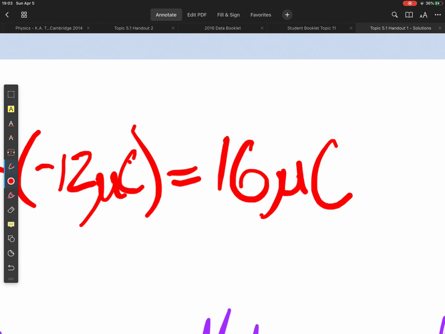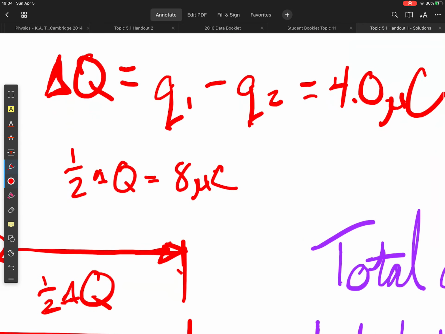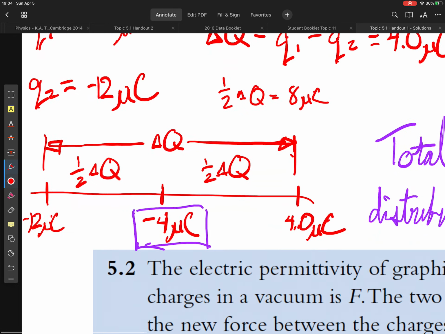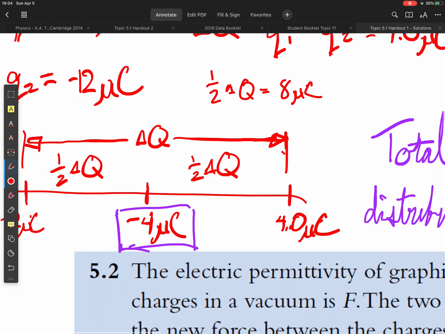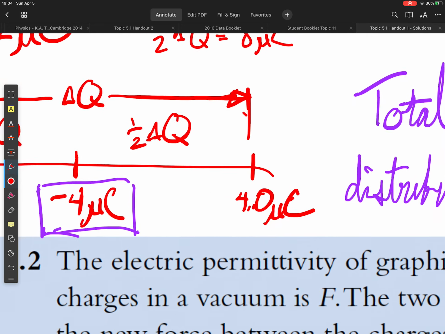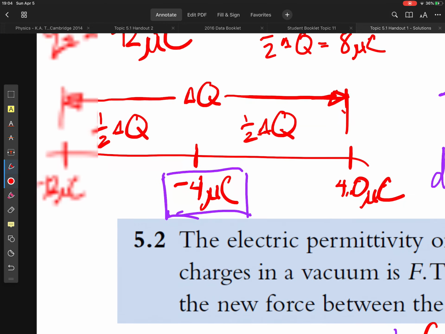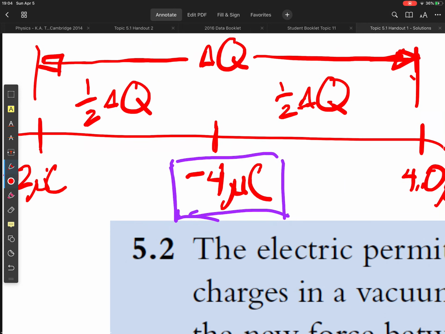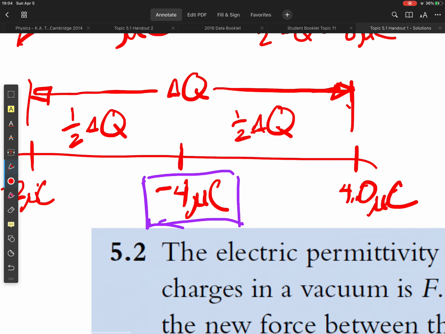Okay, so if we're going to distribute it across two spheres, it makes sense then to divide that charge into two parts. So we divide it in half and we get 8 microcoulombs. Okay, so you can then imagine if we subtract 8 microcoulombs from positive 4 microcoulombs, we get negative 4 microcoulombs. And if we add 8 microcoulombs to negative 12 microcoulombs, we get the same value, okay? So negative 4 microcoulombs is going to be the charge distributed onto each sphere.